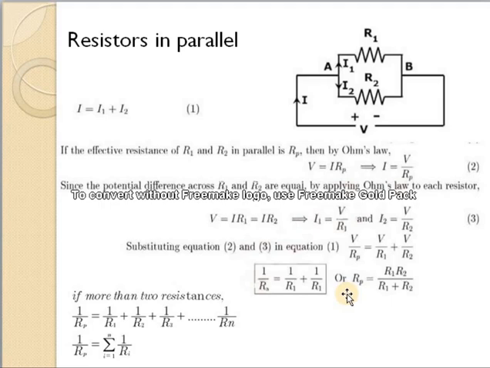So you can see that this 6 by 5 is lower than the lowest value in the combination. That is, it is less than the 2 ohm. Okay. So by connecting the resistors in parallel, the effective resistance will decrease, and when they are connected in series, their value will increase.